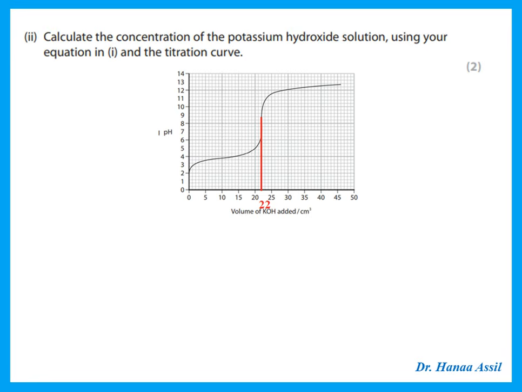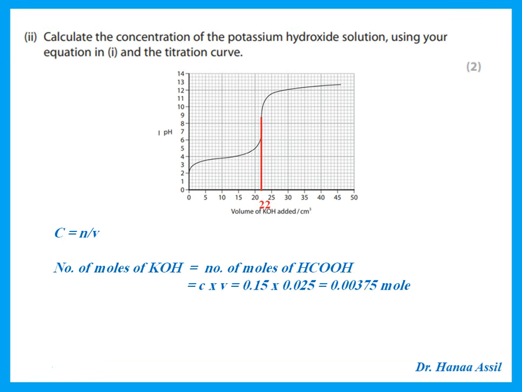Then he says calculate the concentration of potassium hydroxide solution using your equation and the titration curve. Well, let's take a look. The volume of the potassium hydroxide at neutralization, the volume from the graph, is 22. And we know that he wants the concentration of potassium hydroxide. So we get the number of moles of potassium hydroxide. This is the same as the number of moles of the methanoic acid. He gives me information about methanoic acid. Remember, from the equation, the ratio was 1:1. So the number of moles of methanoic acid is the concentration times the volume that he gave me, and that is the same as the number of moles of KOH. Then I can get the concentration of the KOH.